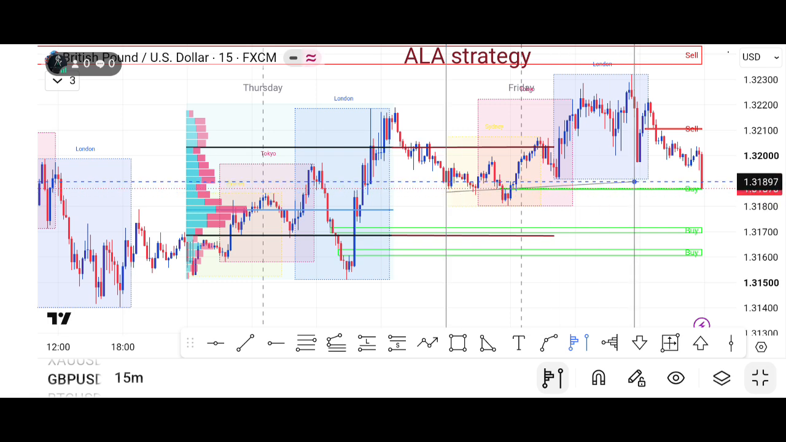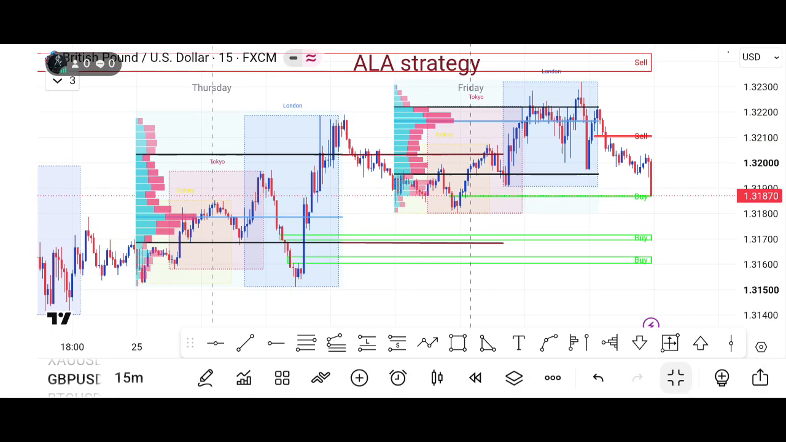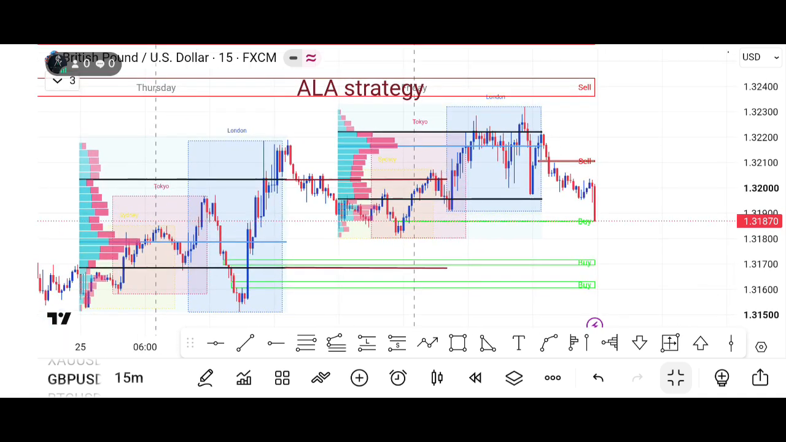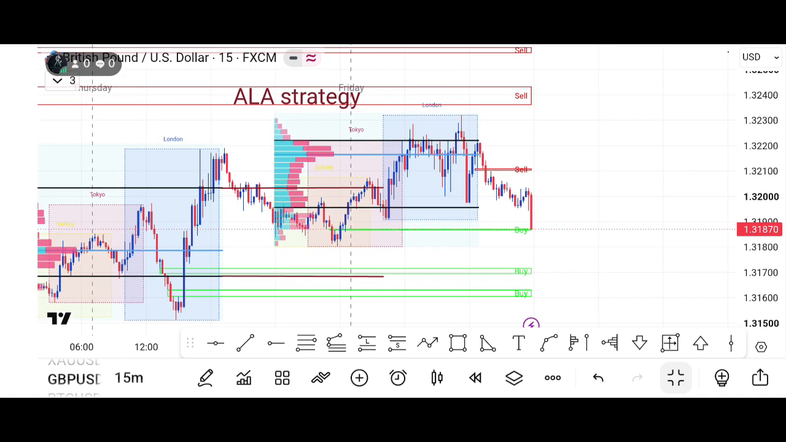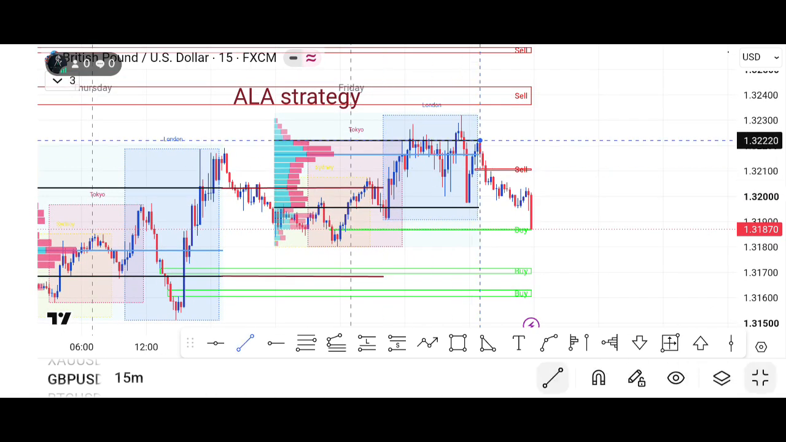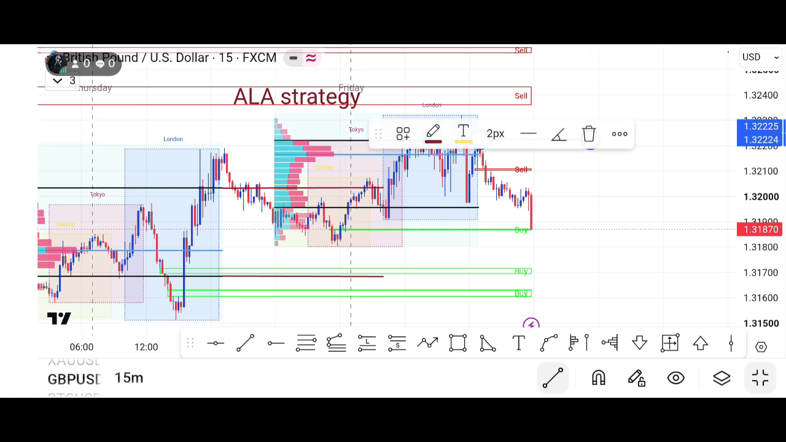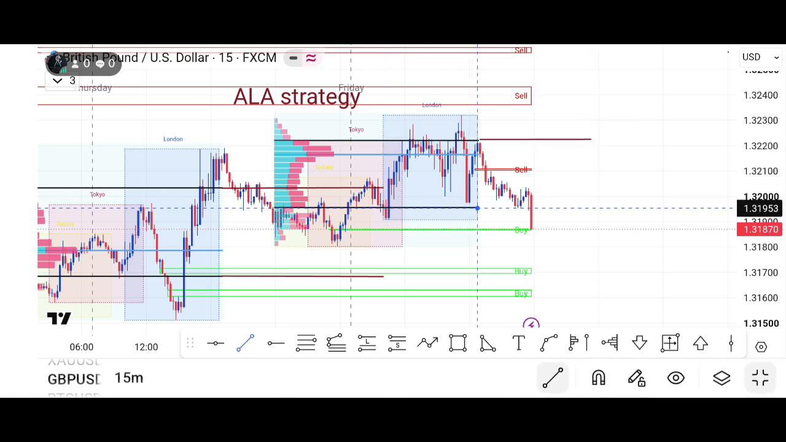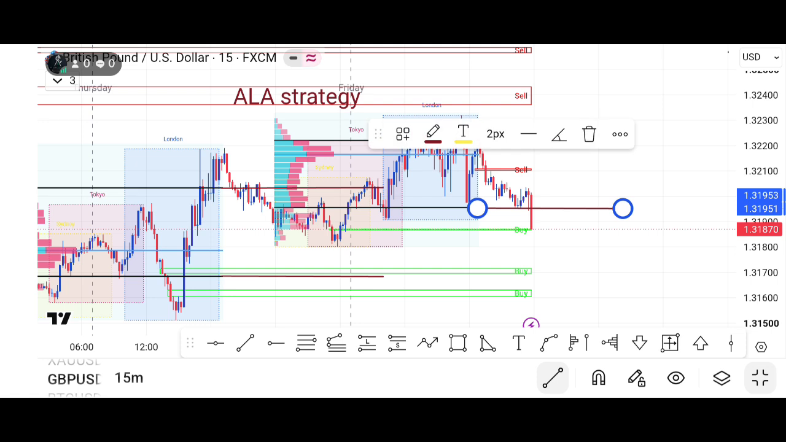This is today. Yep, I think so. So yesterday, I got again my support and resistance level as usual. My support and resistance level right there. That's my support. That's my resistance, I mean. And this here is my support.